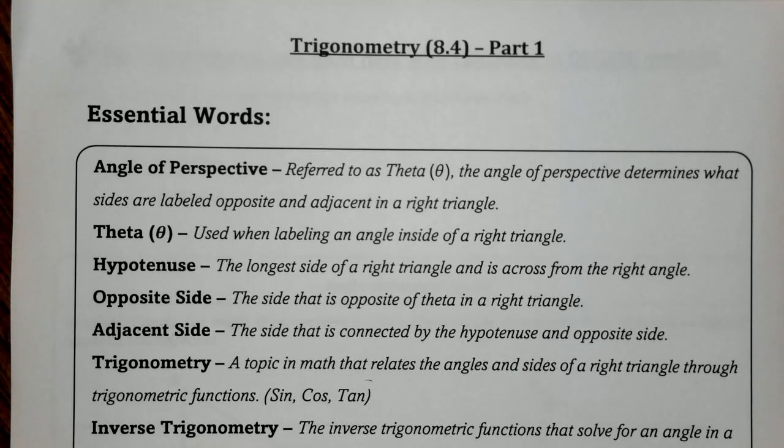All right, this video is going to cover the first part of trigonometry when we're looking for a missing side of a triangle. We learned that when we're looking for a missing side of a triangle, we can use the Pythagorean theorem by using the other two sides. Well, in this case, we're only going to be given one side, so we're going to use our trigonometry.